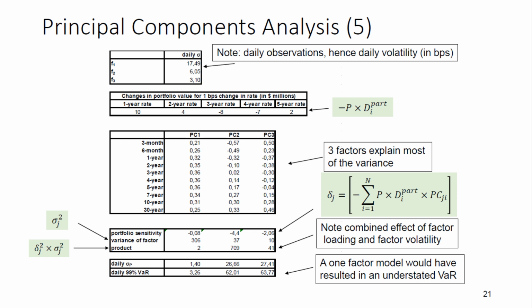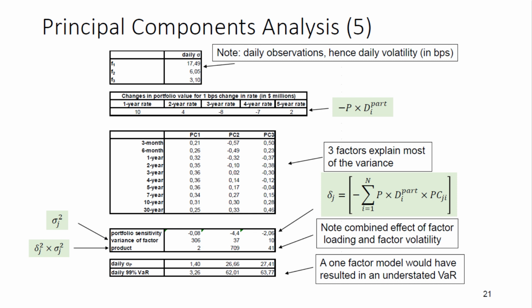It says portfolio sensitivity. And why does it say portfolio sensitivity? It is because these numbers that you see there, for example, the minus 0.08, say how sensitive my portfolio is to a change in the first factor. So how sensitive is it to a parallel yield curve change? And the second number, minus 4.4, says how sensitive my portfolio is to changes in the second factor. So how sensitive is my portfolio to rotations? And then the third factor says how sensitive my portfolio is to curvature effects.